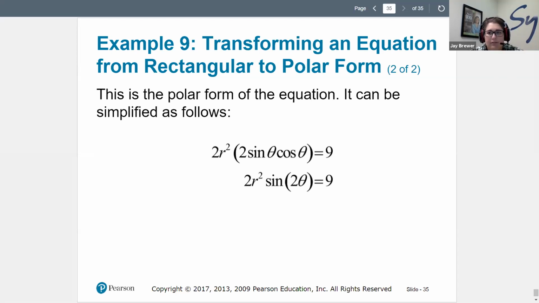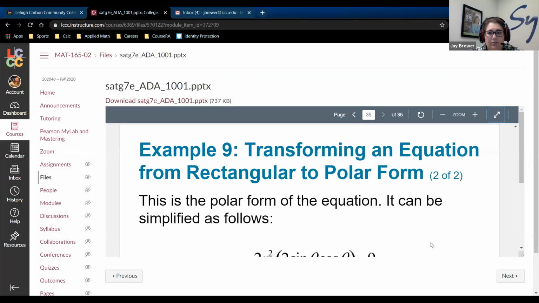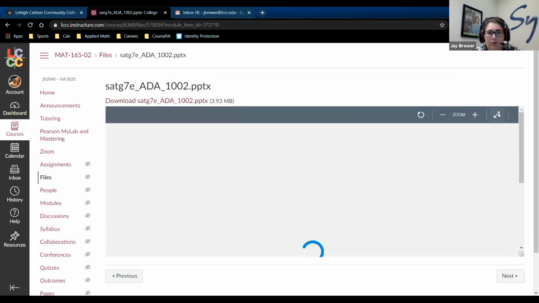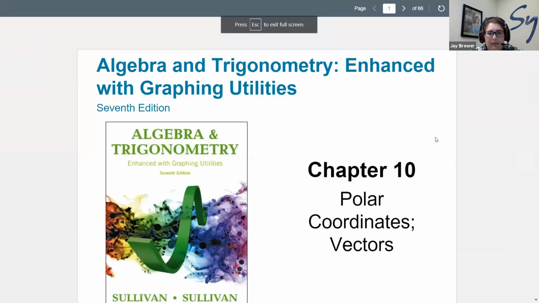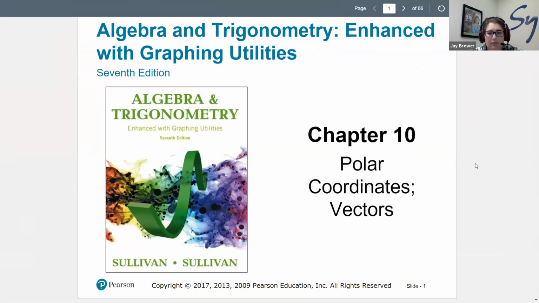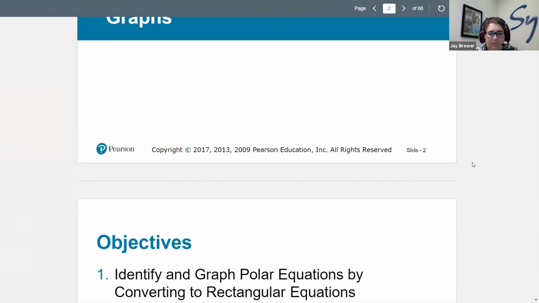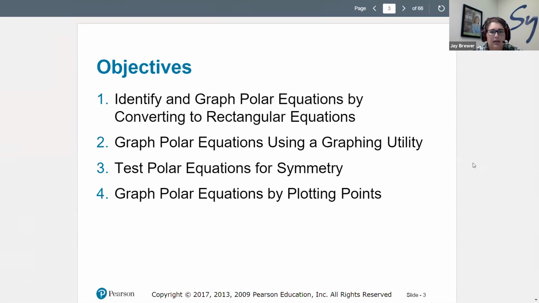So that is it for section 10.1. Section 10.2 is significantly longer. We're going to look at polar equations and graphs. We're going to identify and graph polar equations by converting them to rectangular equations. We'll graph polar equations using probably Desmos, because that's what I can easily show you. And then we will test polar equations for symmetry and graph polar equations by plotting points.